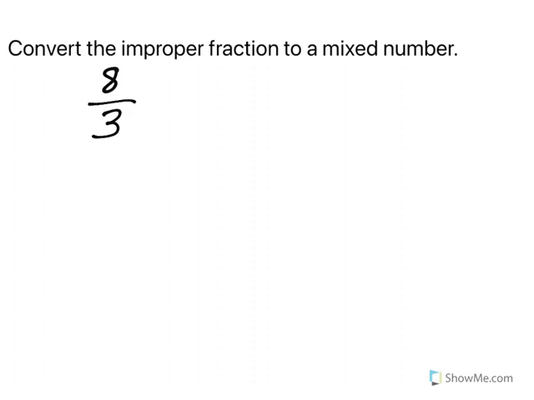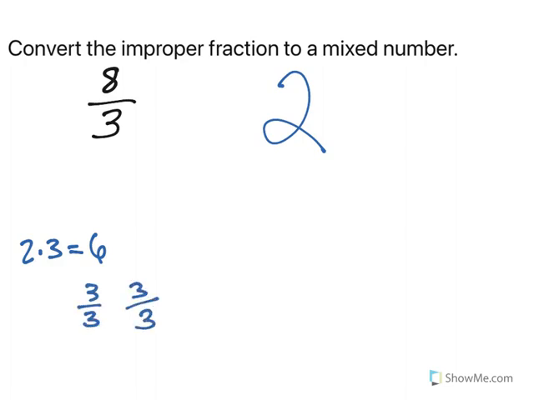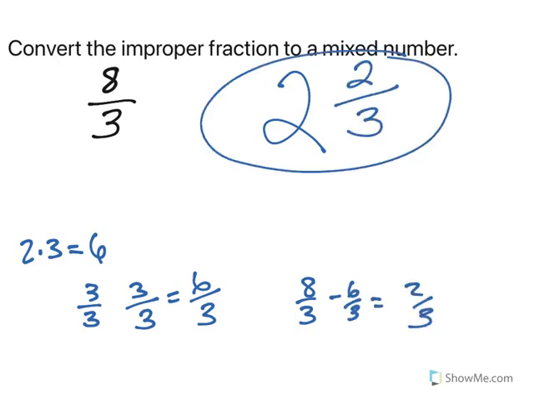And now let's convert the improper fraction to a mixed number. 8/3. So how many groups of 3 can go evenly into 8? Well, 2. 2 times 3 is 6. So if I have 3 over 3 and 3 over 3, that's the same as 6/3. How many do I have left? Well, if I have 8/3 and 2 represents 6/3, then the leftover piece is 2/3.